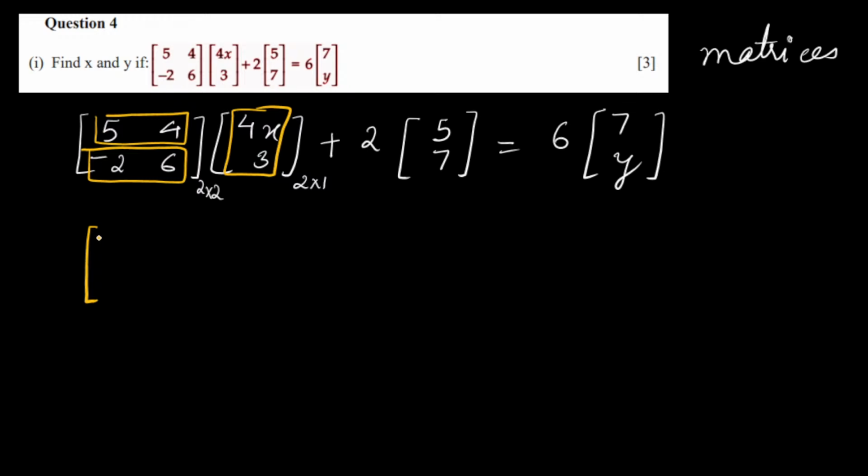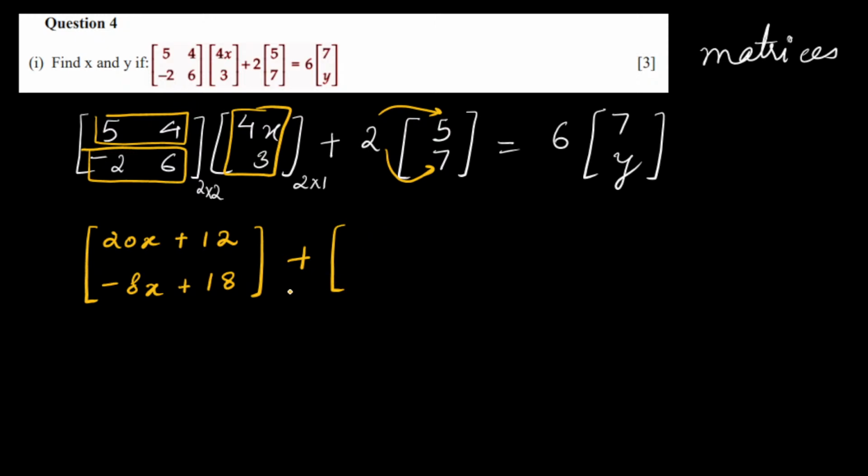So 5 into 4, 20x, plus 4 into 3, 12. First element with first and second with second. Then minus 2 into minus 4, minus 8x, plus 6 into 3 is 18. Plus, first we have to do matrix multiplication and for the second one scalar multiplication. So this 2 with 5 we also have to multiply with 7. So we'll get a matrix of order again 2 by 1.